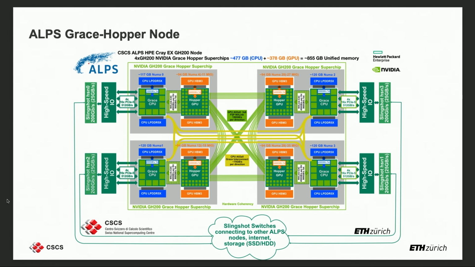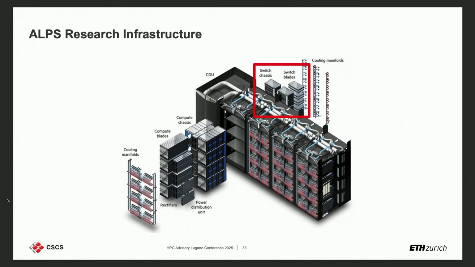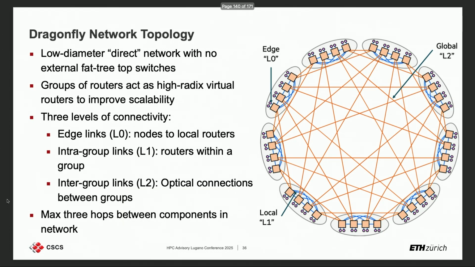You've already seen the schematic in Fozzy's presentation, so I'm not going to go in depth into it. I just want to point out that there are 4 Cassini switch NICs per node, so 8 per blade, and all of them are connected, as you see in the back, to the switch chassis and the switch blades. And across the entire system, these are of course connected in a Dragonfly network topology.